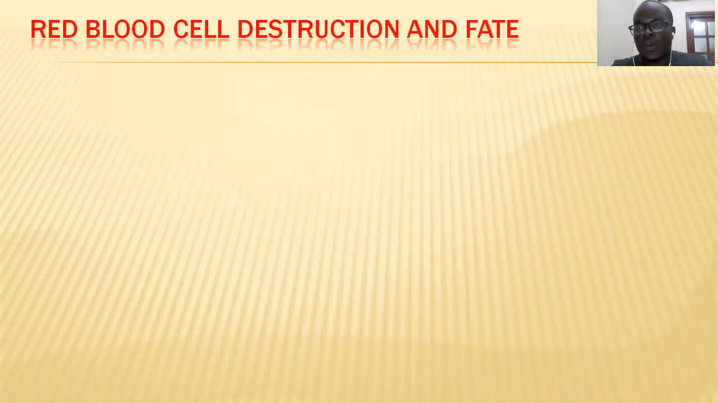Which organs are involved in the destruction of red blood cells? You have the reticuloendothelial system that is involved in removing aged red blood cells. These aged red blood cells, if they have lived their lifespan, you know on average a red blood cell will only live for about 100 to 120 days at most. So after those days, the red blood cells need to be removed from the circulation. So which structures are involved there?